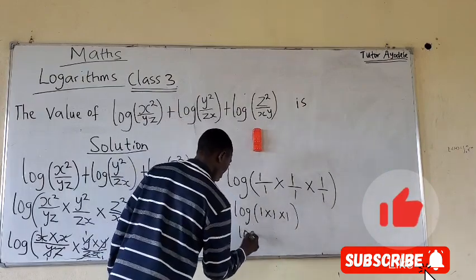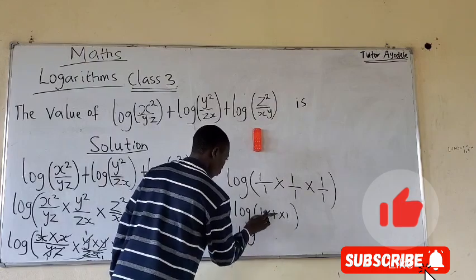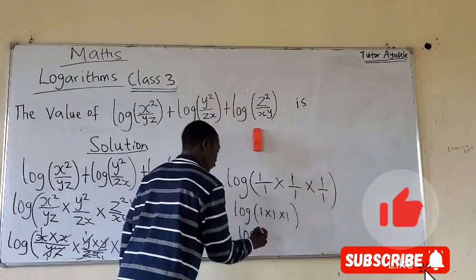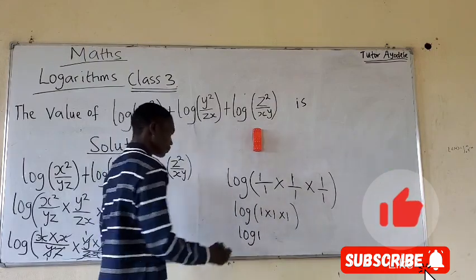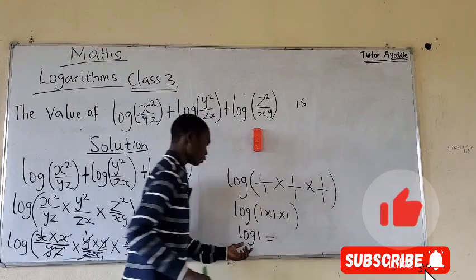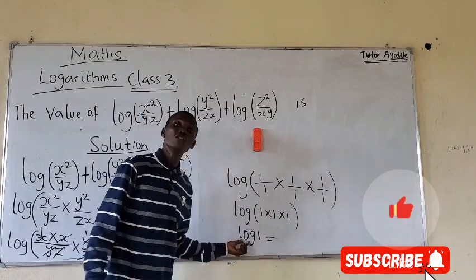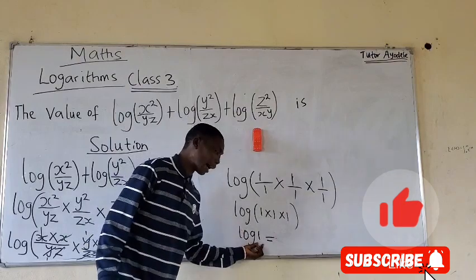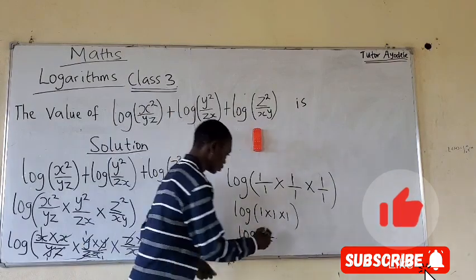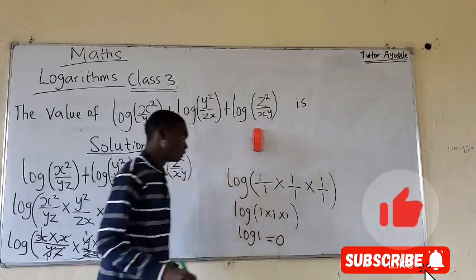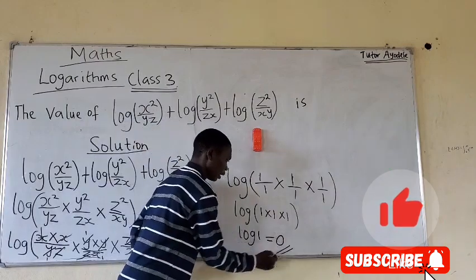Okay, log of 1 times 1 times 1 will give you 1. So our final answer: if you punch this in your calculator, it will give you 0. That is, log 1 is equal to 0. Okay, that is our final answer.